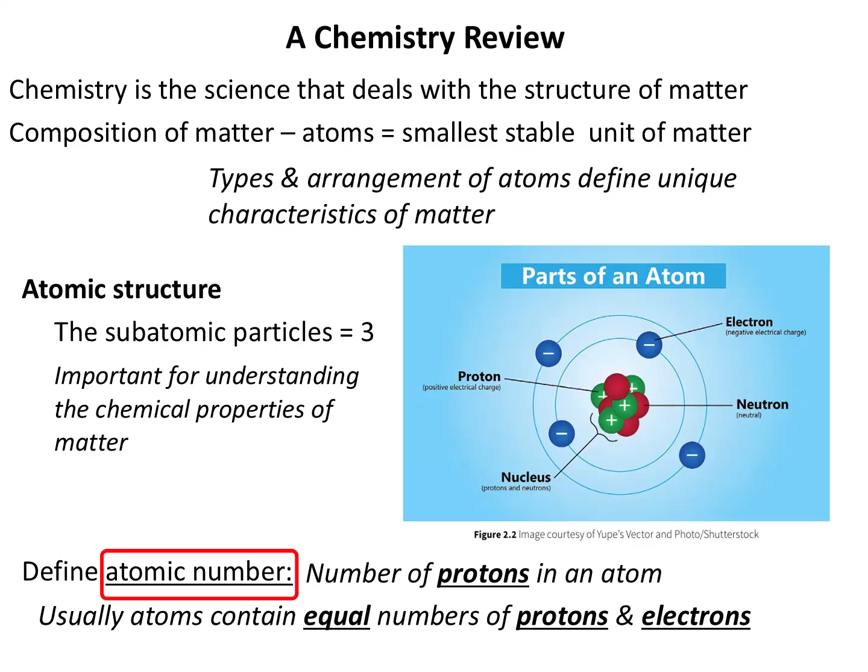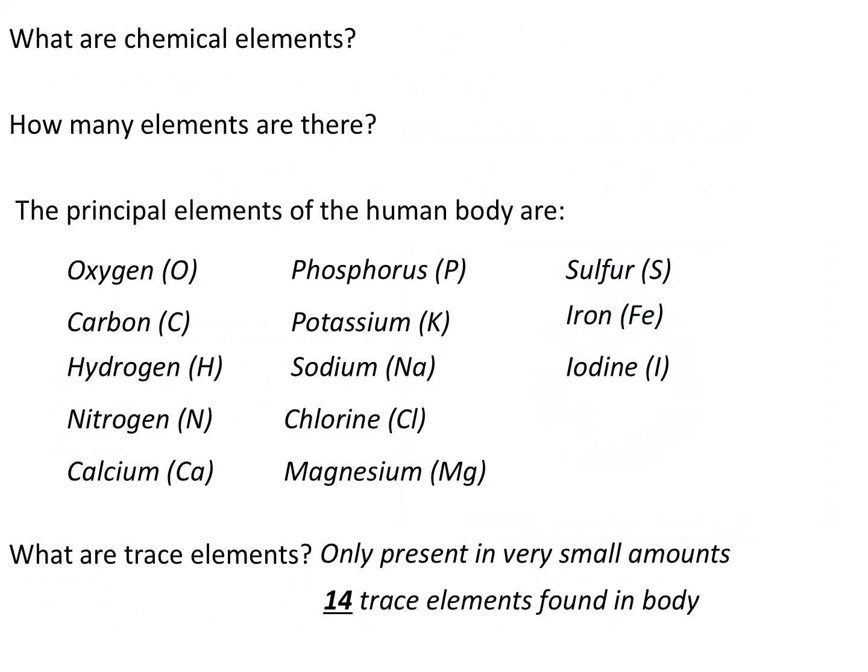When they are not, the atom has a charge and is considered to be an ion. If the atom has more protons than electrons, it will have a positive charge. Whereas if the atom has more electrons than protons, it will have a negative charge. A chemical element is a substance that consists of one type of atom. All of the unique elements discovered so far are found on the periodic table.